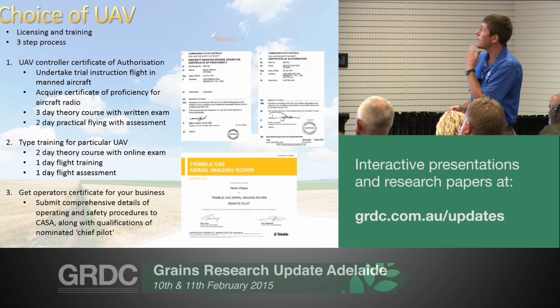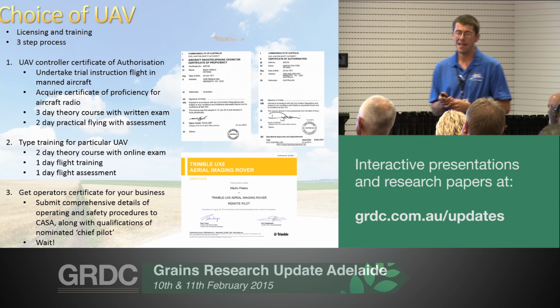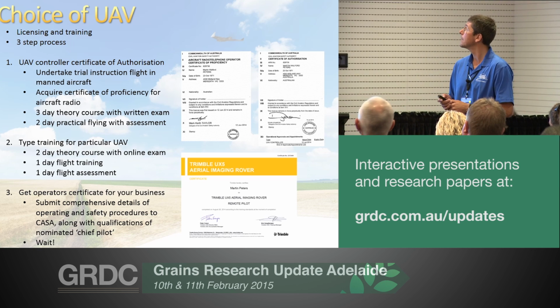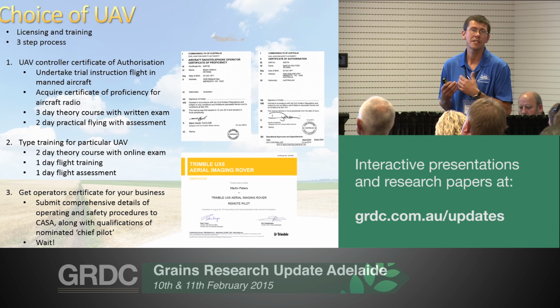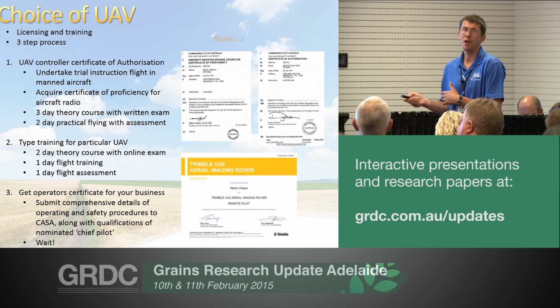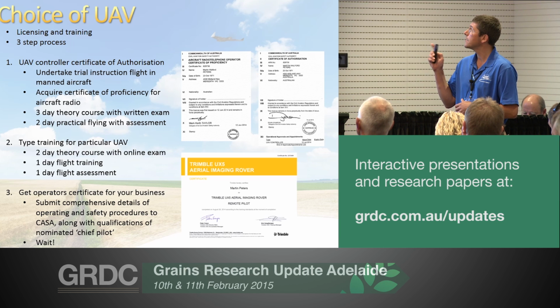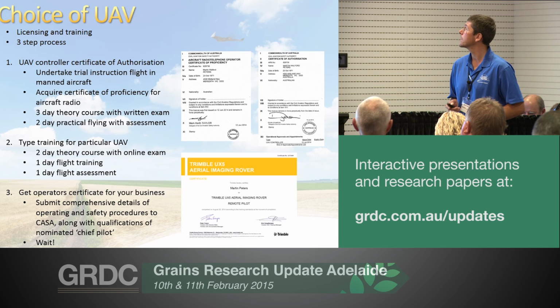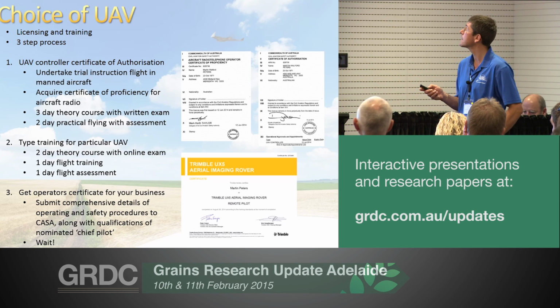So taking one of those things one at a time, the licensing and training, this is a big thing. It's still ongoing with us at the moment. So it was a three-step process for us. The first thing you need is a personal license to be able to fly the device. You can either go down the route of a private pilot's type license, which gives you the ability to fly things in the air, or you can get a UAV controller certificate of authorization. If you've never had any flying experience before, you can do a CASA-approved course that'll get you the ability to fly one of these things.